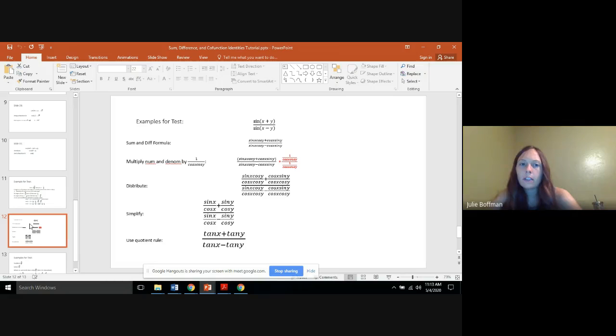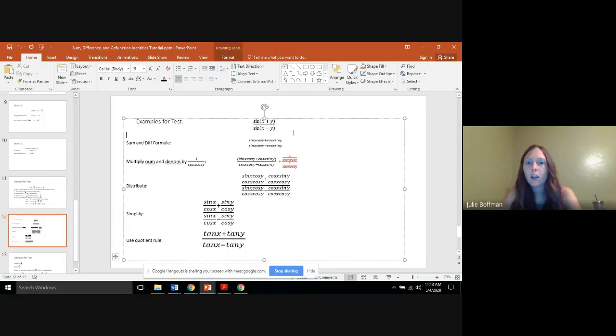So in this problem, they start with sine of x plus y over sine of x minus y, and they ask you to simplify it. So we know you could probably figure out on your own to use the sum and difference formula on the top and bottom. So we did the formula for x plus y on top and x minus y on bottom. The only thing that's different is it's plus on top, minus on bottom.